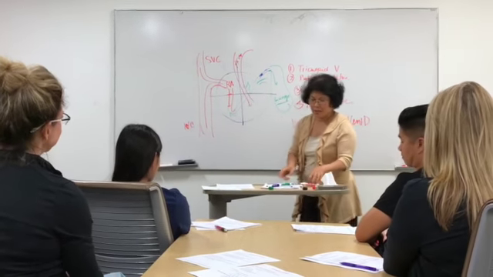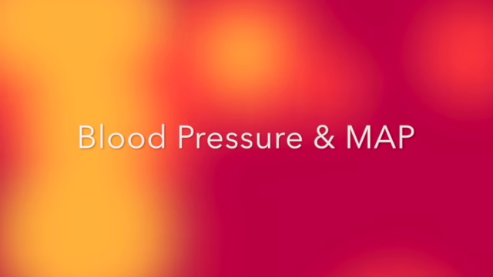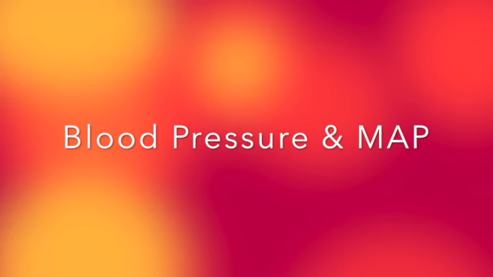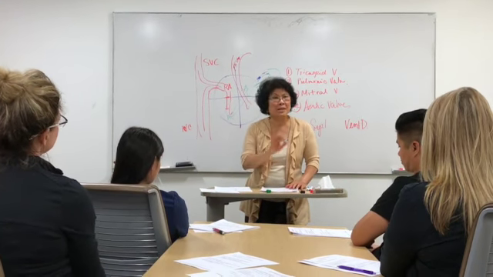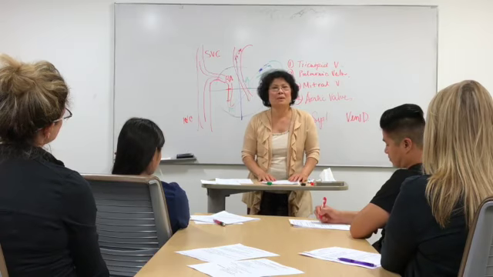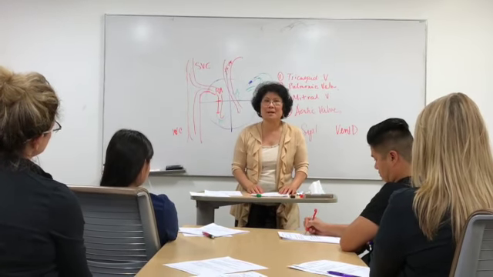So let's move on towards cardiac output. Let's talk a little bit about blood pressure. What makes up a cardiac output? There are three important things that make it up.